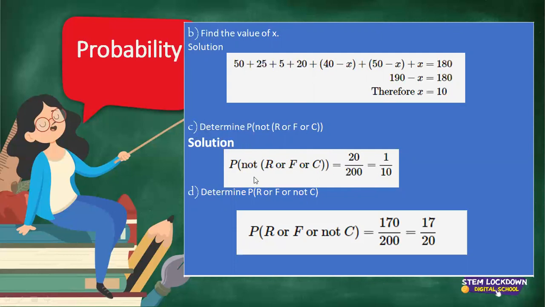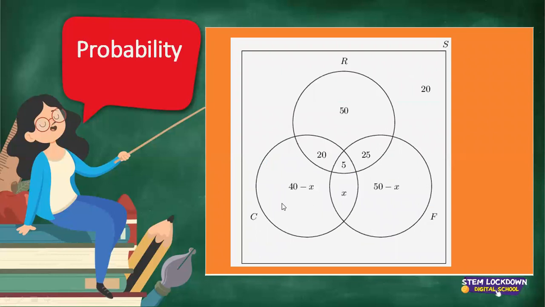Okay. And then next question, determine the probability of rugby or soccer, not cricket. So that means we'll add everything here together except cricket. Cricket is 40 minus x, and x we calculated as 10.